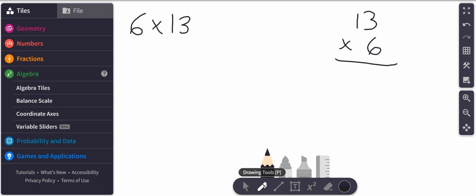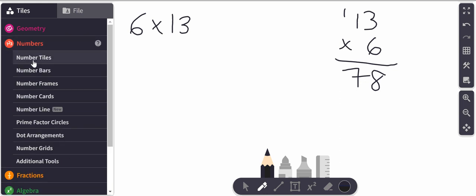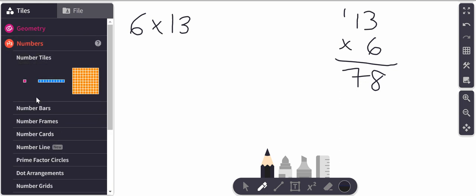break it down. 3 times 6 is 18, carry the 1, 1 times 6 is 6 plus the 1 that you carried, and you'd get 78. But let's break it down into perhaps a different way. So we could be using some number tiles to represent 6 times 13.